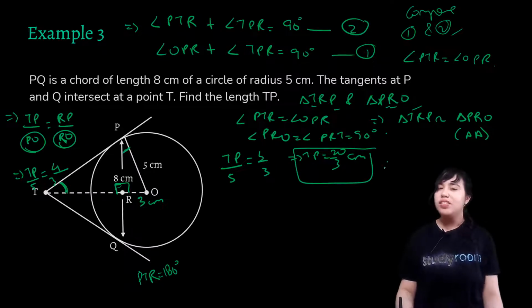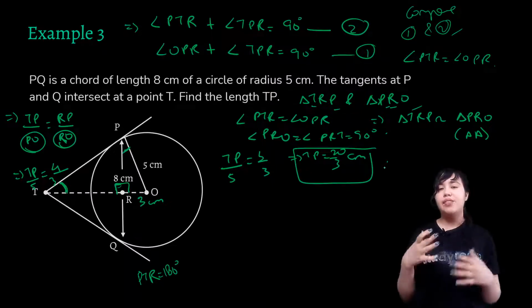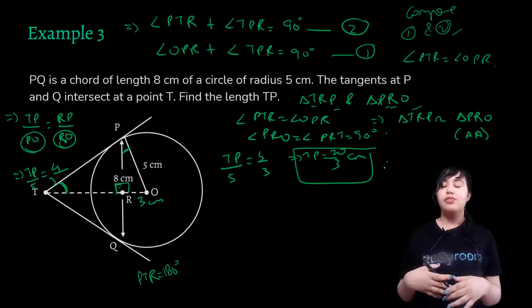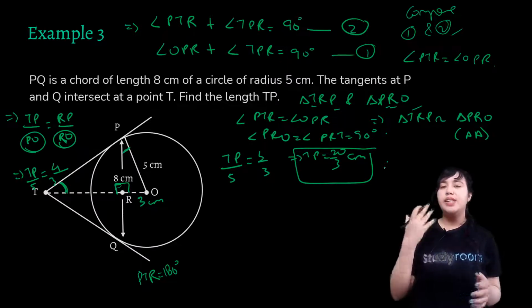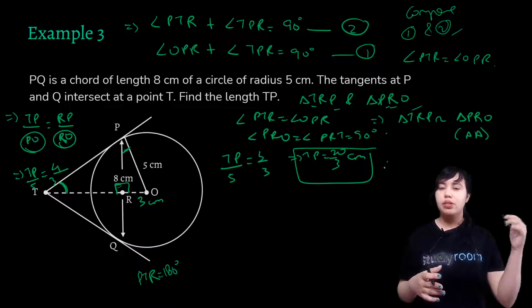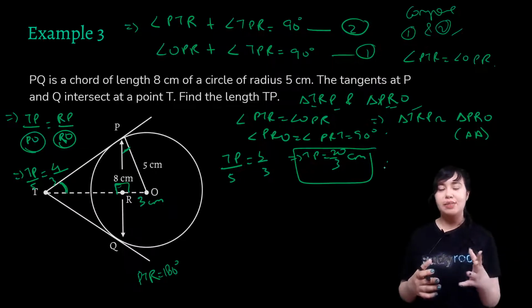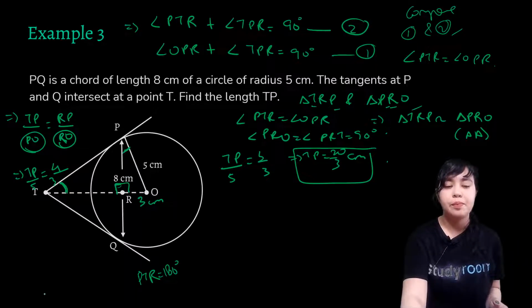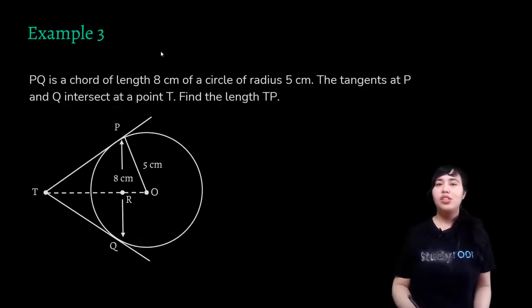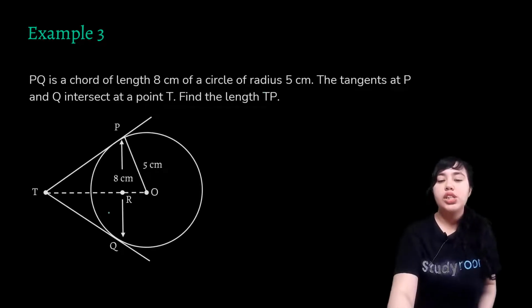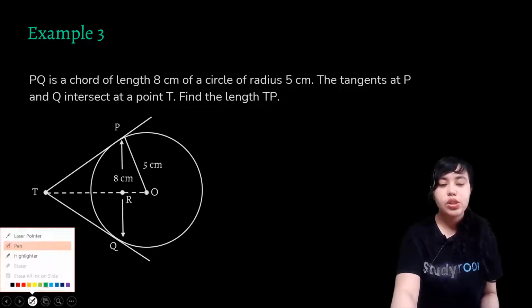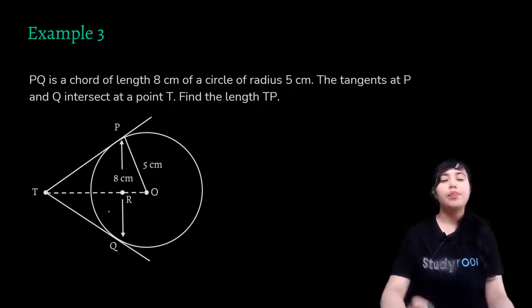So this is the long solution, no doubt, but it does have an alternative method. If you are not very comfortable with similarity, then we have a straight route using Pythagoras theorem as well. I'll tell you that as well. So now we have an alternative way of finding out the length TP, which is by Pythagoras theorem. Here you need to make some assumptions.